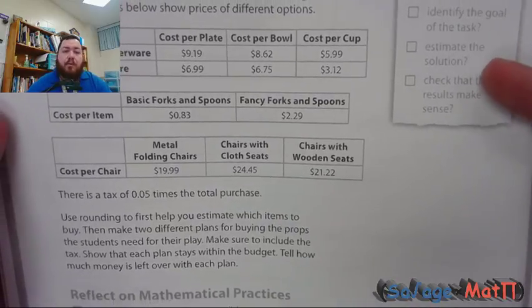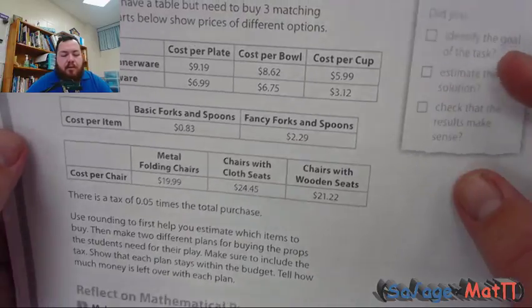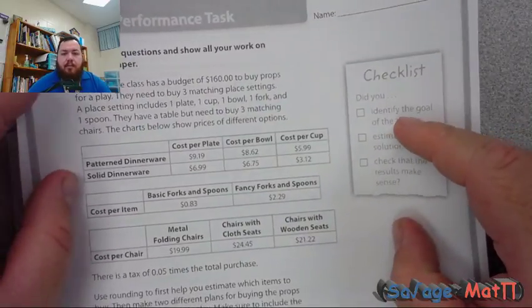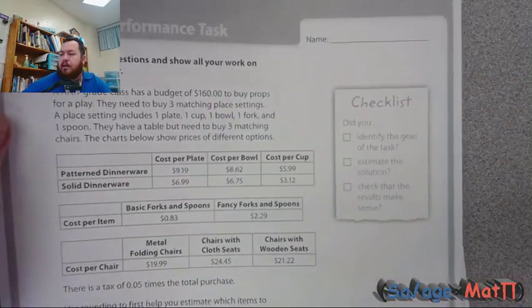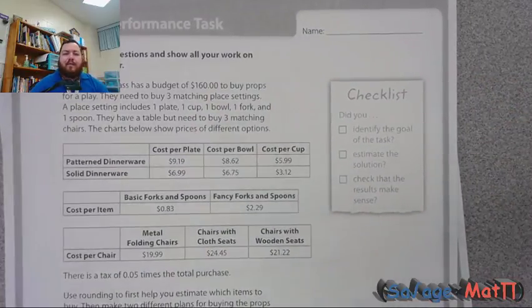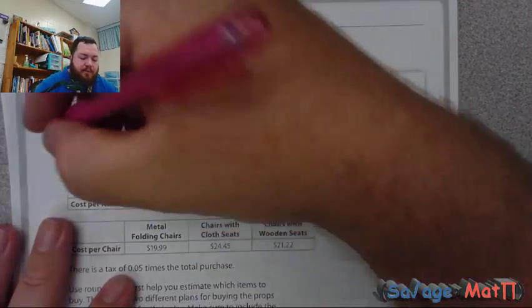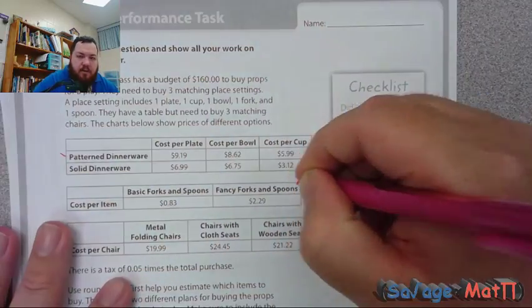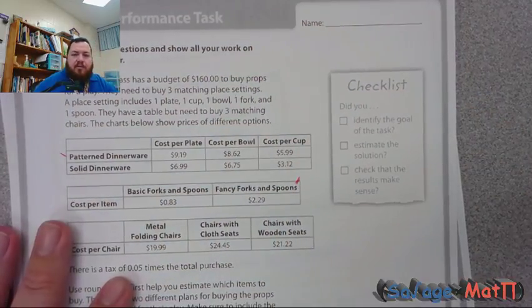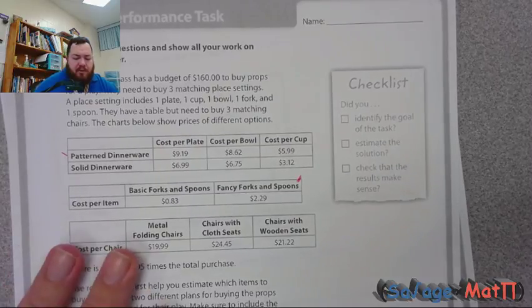So I'm just going to create one plan as an example, and you guys should be able to do the other plan. The plan I'm going to do is pattern dinnerware, because I like fancy. And then I'm going to do some fancy forks and spoons. So I'm going to choose this one, and I'm going to choose this one. And then I'm going to do some metal chairs to save some money. And hopefully the people won't notice what they're sitting on, okay?